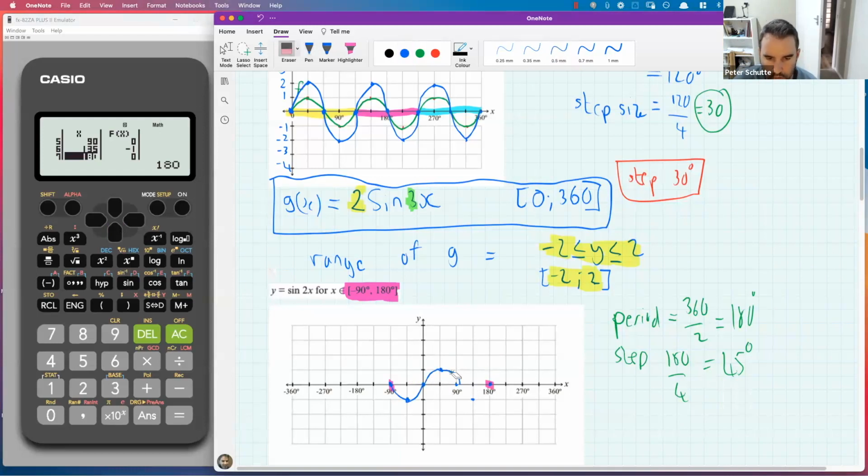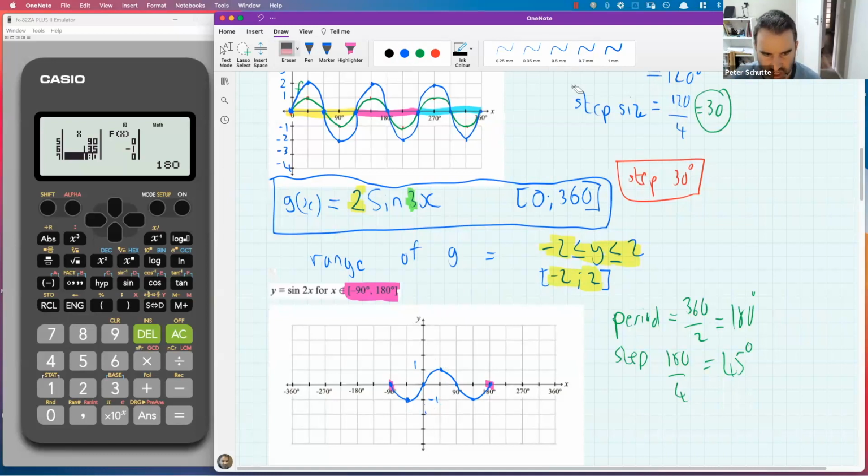Oh, hold on. Oh, it's sine 2x. And then this one. Okay. Give me a thumbs up if you were able to do that one by yourself. Give me a thumbs down if you weren't able to do that one by yourself.